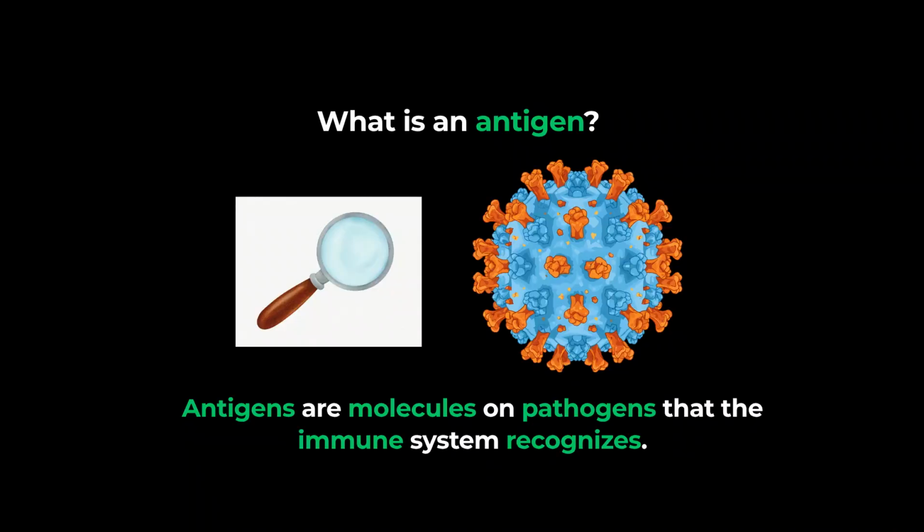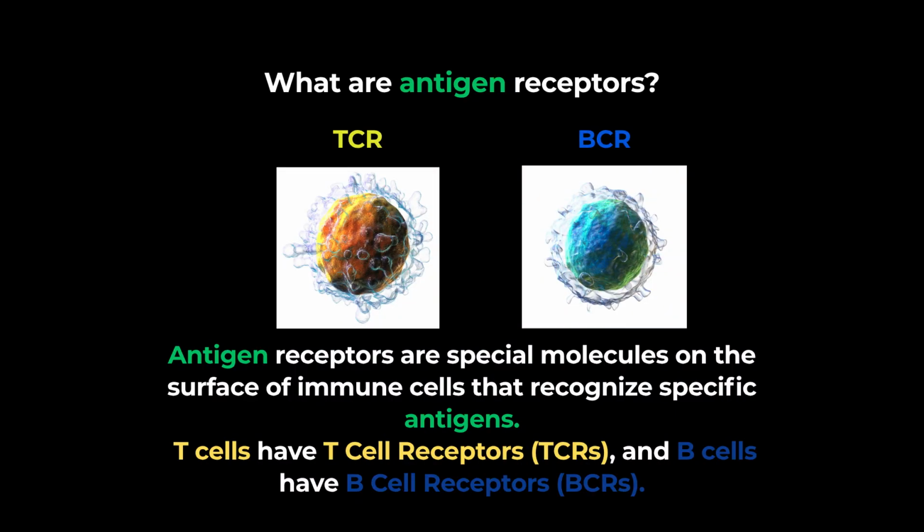Next, we have antigens. So essentially, an antigen is a molecule that your immune system can recognize and bind to. Think of it as a name tag of a pathogen. Then we have antigen receptors. So these are molecules on the surface of T and B cells that allow immune cells to recognize specific antigens. T cells have TCRs or T cell receptors, and B cells have BCRs or B cell receptors, which are sometimes called surface immunoglobulins.